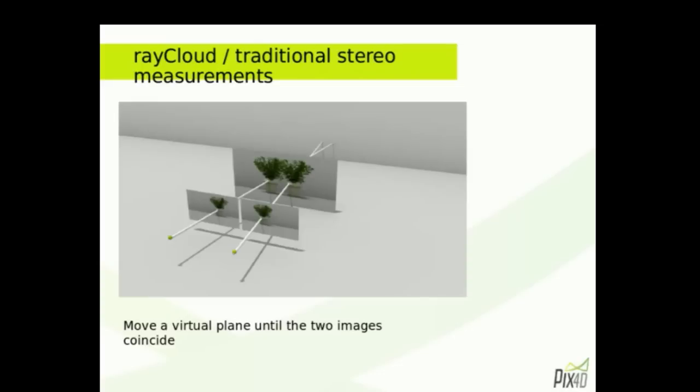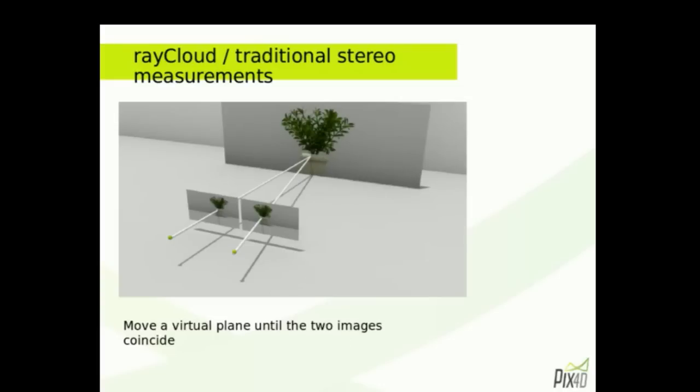In traditional photogrammetry software, 3D points are estimated based on stereo. There is a stereo display and the user is able to move a virtual plane towards the scene until the two images that are projected onto that plane get into correspondence. If this is the case, then the 3D point of that plane can be read out and used as a 3D measurement of this particular pixel.